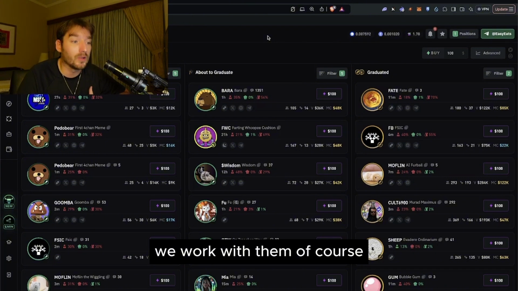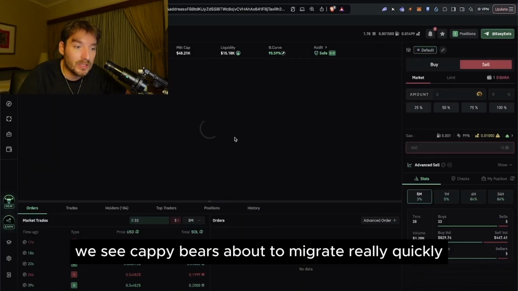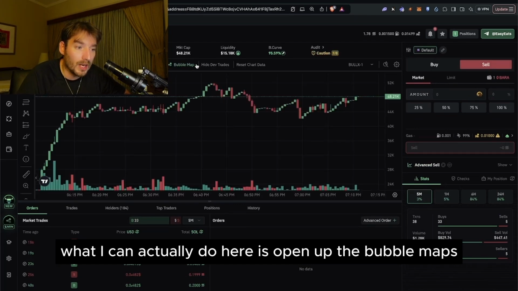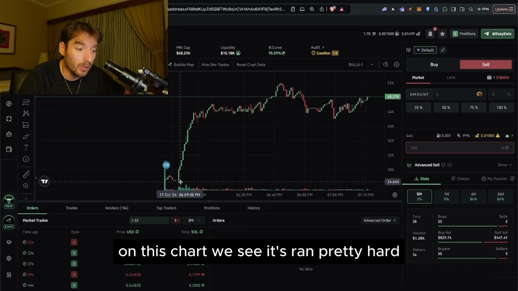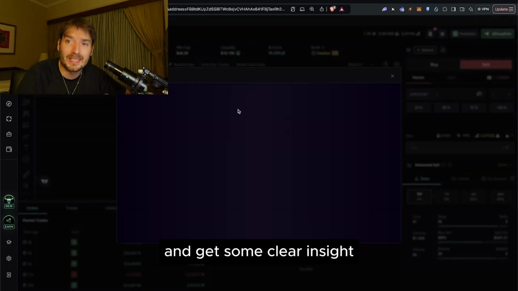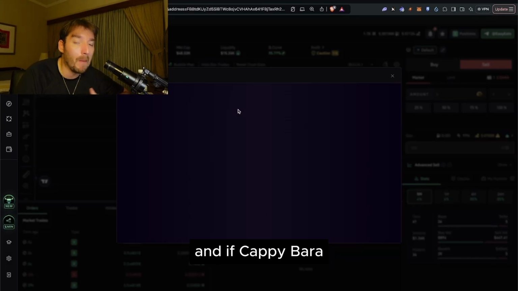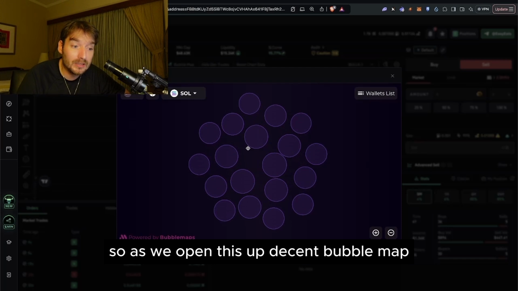We work with them, of course. And the best part about this, if we want to dive in, we see Capybara is about to migrate. Really quickly, what I can actually do here is open up the bubble maps on this chart. We see it's ran pretty hard right off of its lows at 25K all the way up to 44K. Let's open up this bubble map and get some clear insight and see if Capybara token as a meme token could maybe run. So as we open this up, decent bubble map.